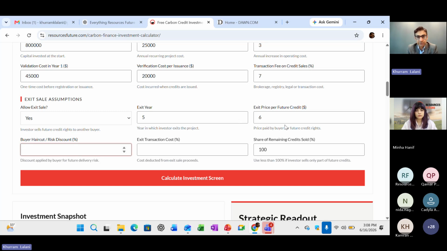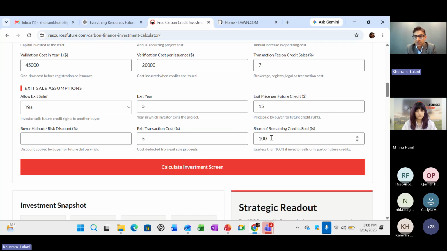And year 5 exit price per credit is 15. Buyer haircut discount, I don't want to give any further discount. Exit transaction cost, let's assume that we can assume 5% of exit transaction cost. And do I want to sell 100% of it? I can do 50%, I can do 100%. Let's imagine that we have 100% of remaining credits sold.